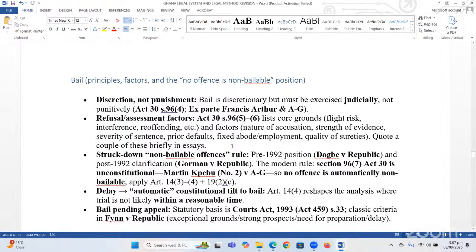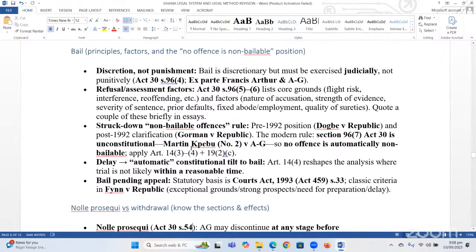So as I have indicated, Martin Pebu v. Republic has actually struck down provisions of the Criminal Procedure Code, Act 30, particularly Section 96, which made the point that for certain types of offenses, bail was not automatic, or they were non-bailable offenses. Now, all offenses are bailable. And the court had regard to Article 14, clauses 3 and 4, and also Article 19, clauses 2 and 6. Now, where there has been delay in arraigning a person before court and so on, it tilts the constitutional balance of the grant of bail in favor of the accused person.